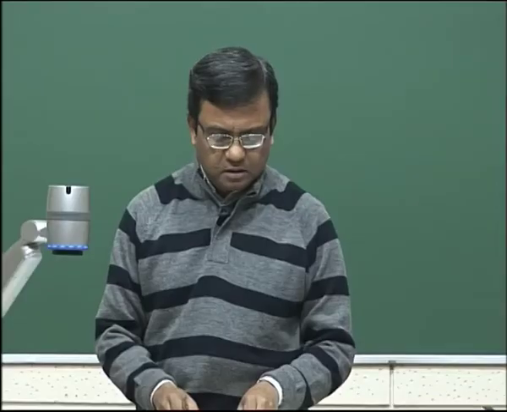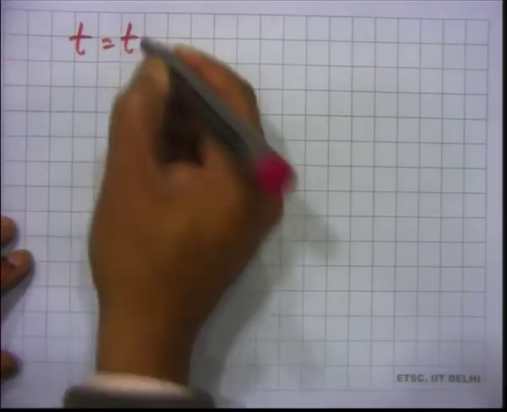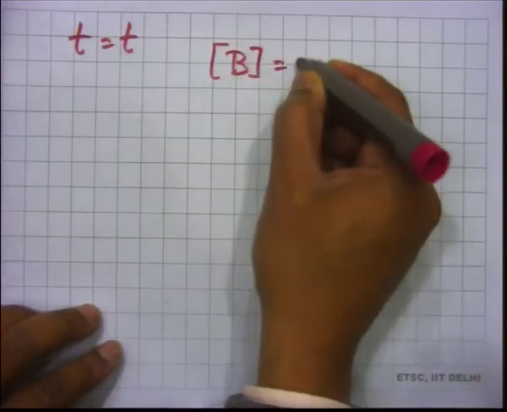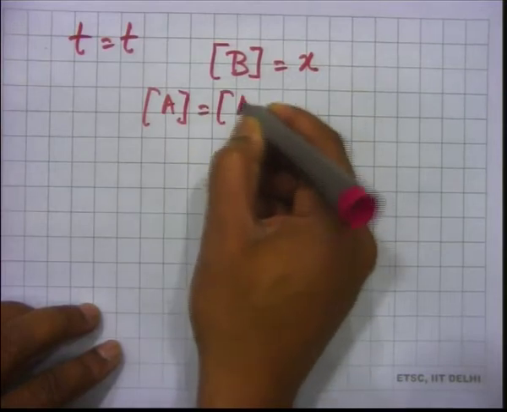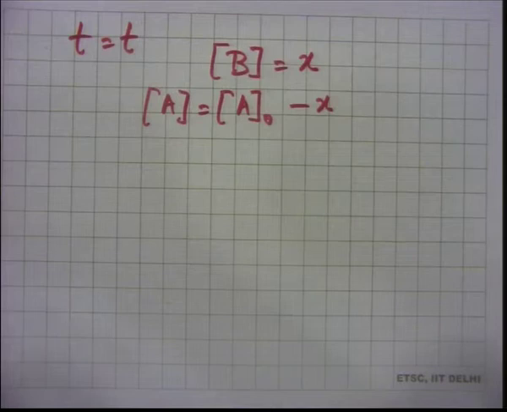So, let us say that at time t equal to t, that is some general time, we have concentration of B equal to x, and then concentration of A should be A naught minus x, because every time a reaction takes place A gets consumed and then from the initial A naught it should reduce by some extent. So, if there is x concentration of B, then concentration of A should also fall by the same amount. So, it will become A naught minus x.